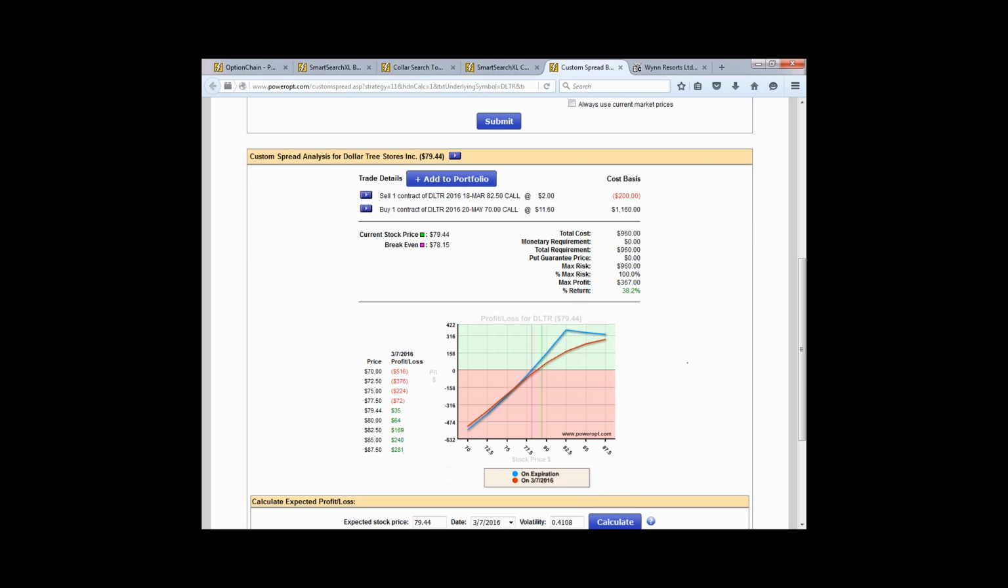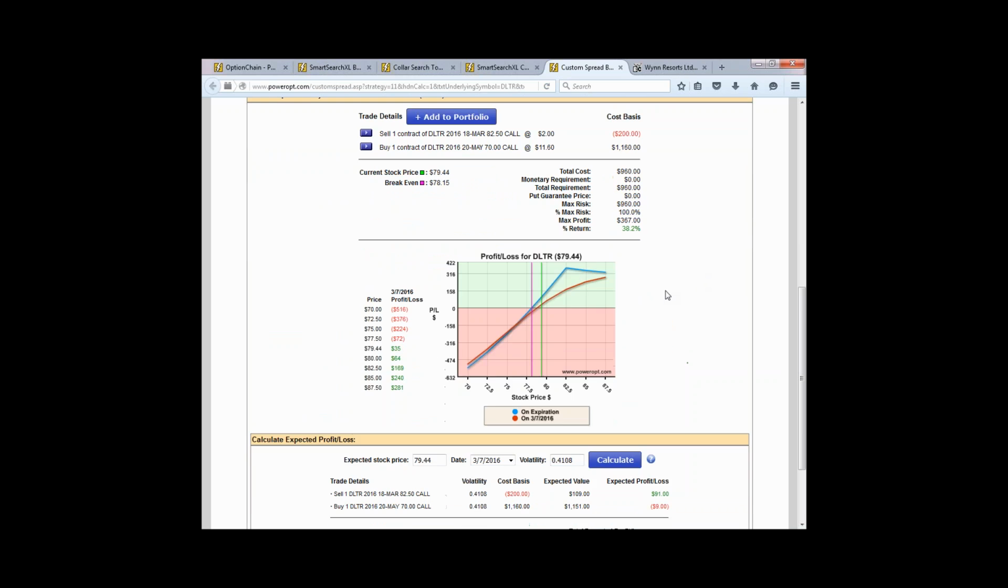Here, I'm going to buy the May 70 call for about $11.60, and I'm going to sell the March 82.50 call for $2. Now, this return of $367 or 38.2% is theoretical. It's not etched in stone. What the system is doing is calculating two things.